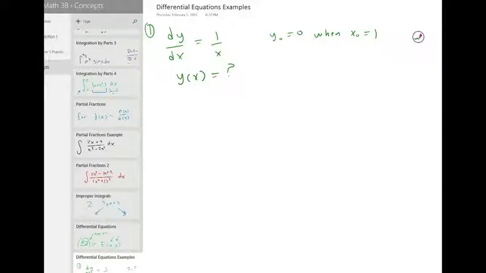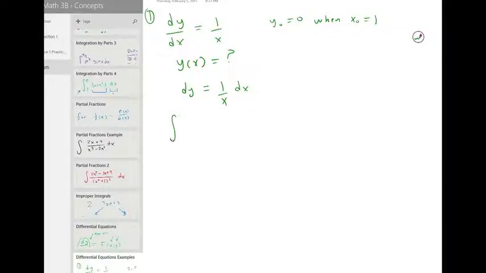So we want to get y by itself and x by itself, so we multiply both sides by dx. We get dy equals 1 over x dx, and then we integrate both sides. So we have the integral of dy equals the integral of 1 over x dx. The integral of dy is just y plus c.